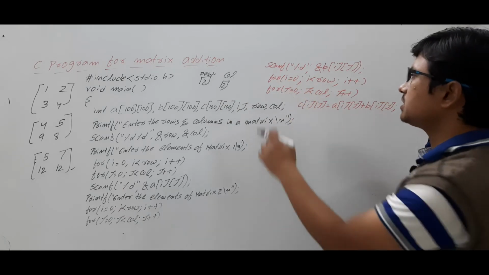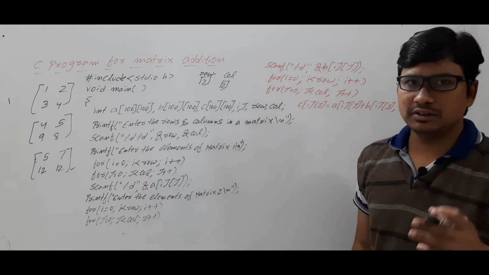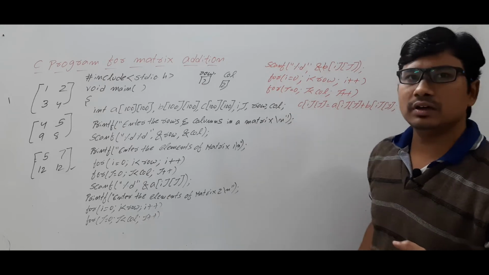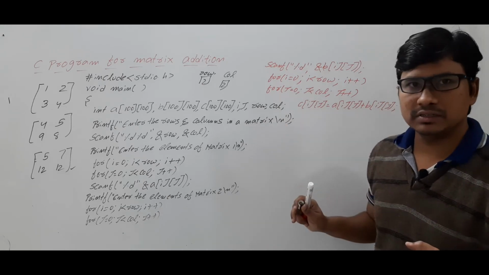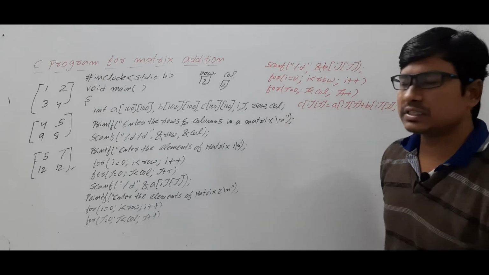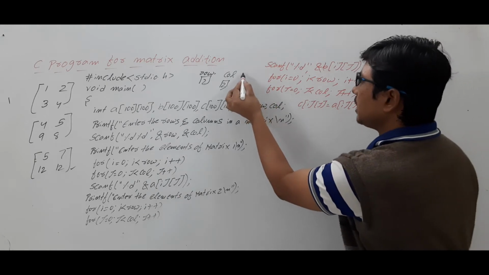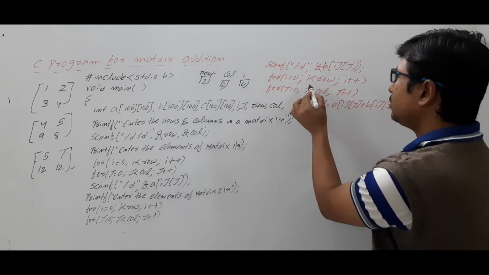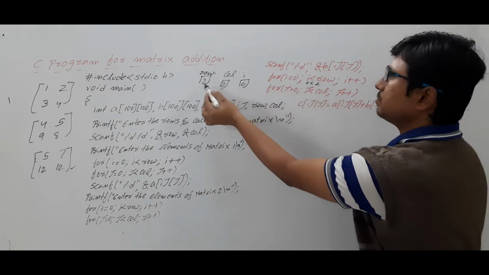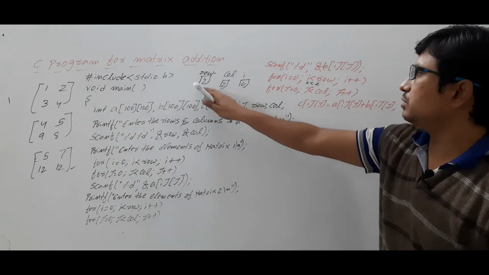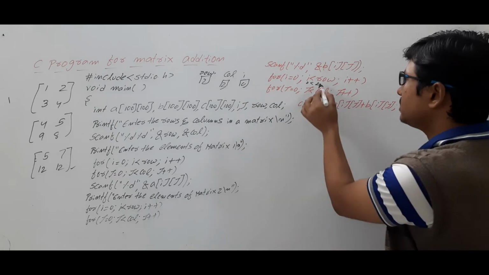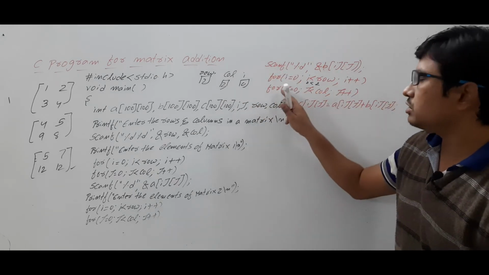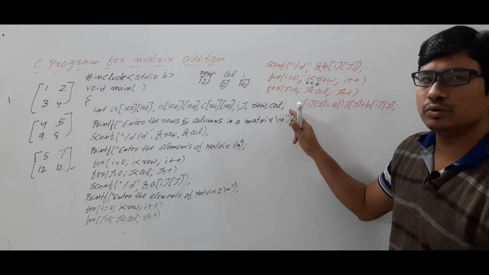Now you can ask me, sir, you did not keep the curly braces. If in a loop only a single statement is there, then you can avoid keeping the curly braces. Is it clear? Are you able to understand it or not? Now initially the i value is 0. This is the initialization section. Now 0 is less than 2 because the row value is 2, so this condition is satisfied. If this condition is satisfied, you can execute the statement which is there in this loop.